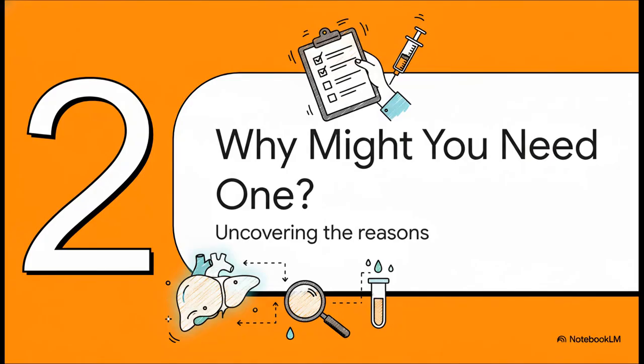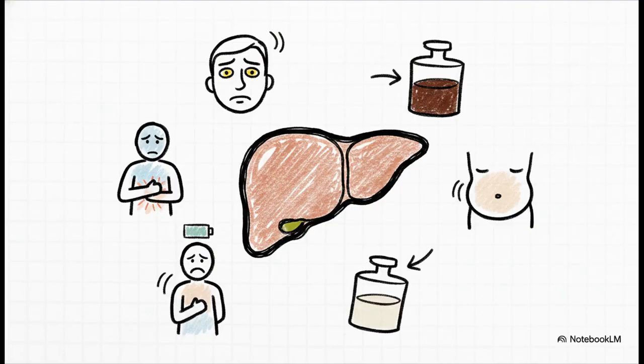Okay, that brings us to our next section. Why might you need one? We know AST can signal cell damage, right? So that leads to the obvious question, why would your doctor decide to order this specific test for you? Well, a really common reason is that you're actually showing symptoms that could point to liver problems. You know, things like feeling nauseous or really tired for no reason. Maybe you've noticed jaundice. That's when your skin or eyes start to look yellowish, or swelling in your belly. Even things like dark urine or frequent itching.